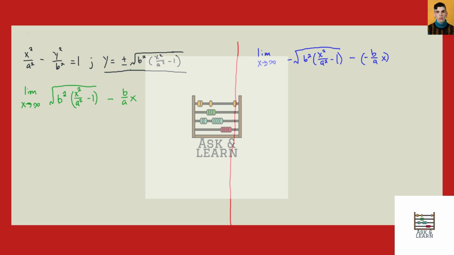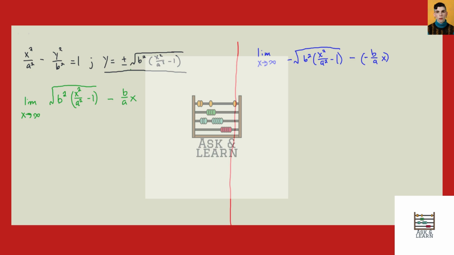But if we want to show that those are the slant asymptotes, what we need to show is that this function here minus one of those lines is equal to 0 when we take the limit as x approaches infinity. And I'm going to claim that the positive square root goes with the positive line, and the negative square root goes with the negative line. So let's go ahead and go through how to take these limits.